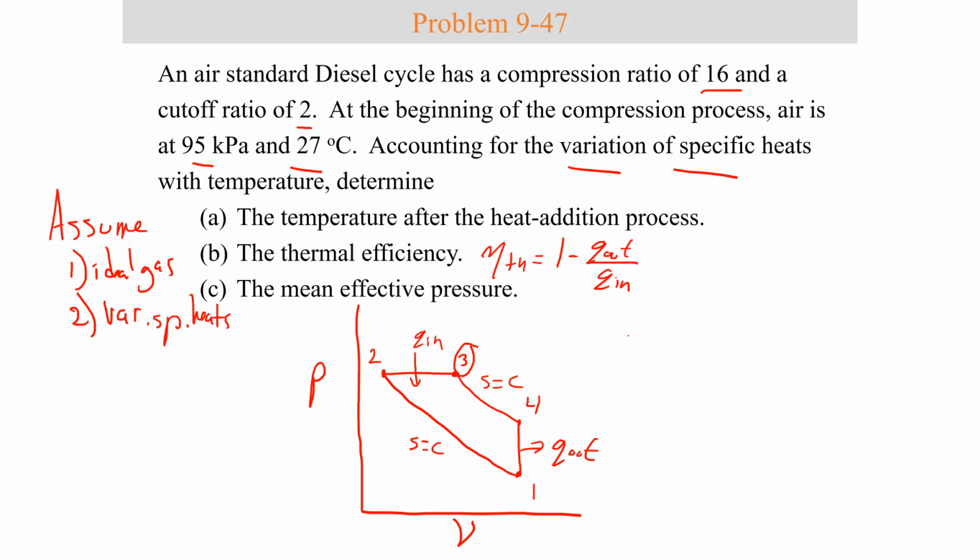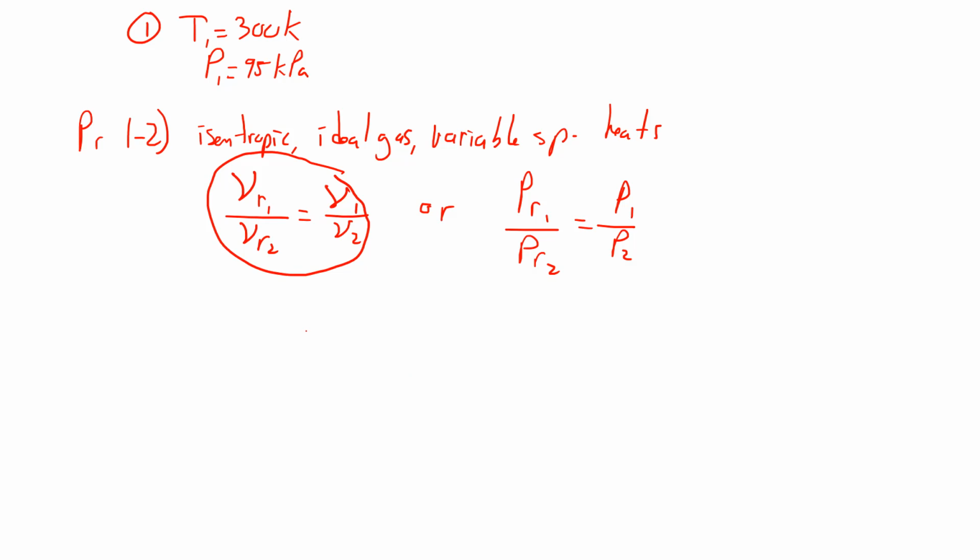If you recall, the problem gave us that the cutoff ratio, v3 over v2, is equal to 2, and the compression ratio, v1 over v2, is equal to 16. So it would make sense to go from state 1 to state 2 using the compression ratio.